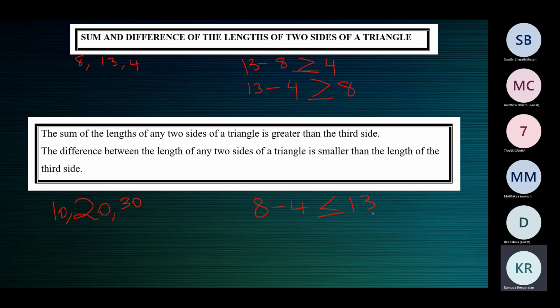Sum of the lengths of any two sides is always greater than the third side. The difference of the lengths of any two sides is always less than the third side. Difference is less than the third side. Sum is greater than the third side.